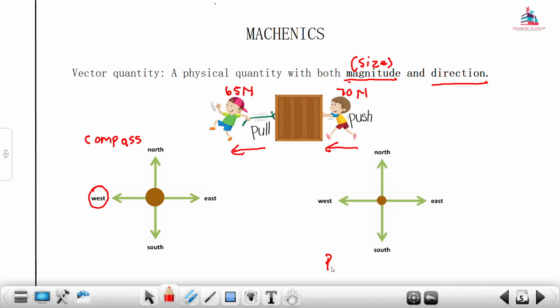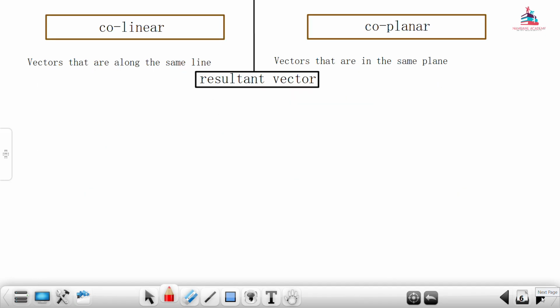Then we are going to take a look at bearing. So what is bearing? It is whereby we use angles 0, 90, 180 and 270, but we all know this. So what is the direction of these two forces? You are going to say it's 270 if you use bearing direction. We'll take a look at more examples as we move on.